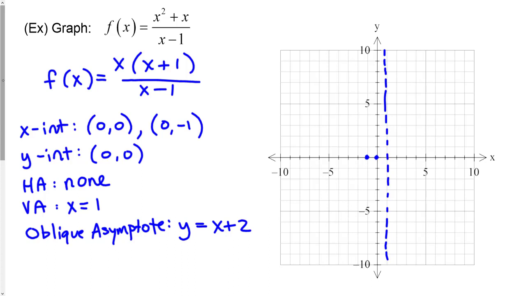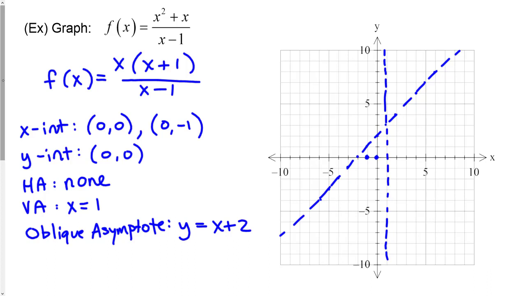So you're just going to graph a normal line. And that line is going to have a y-intercept of 2 and a slope of 1. My grid's kind of light here, but I'm trying to plot these points as closely as possible. When I draw this line in, I'm going to draw it with a dashed line because it's an asymptote and not an actual line. So I'll just do a dashed line here. And that's my oblique asymptote.